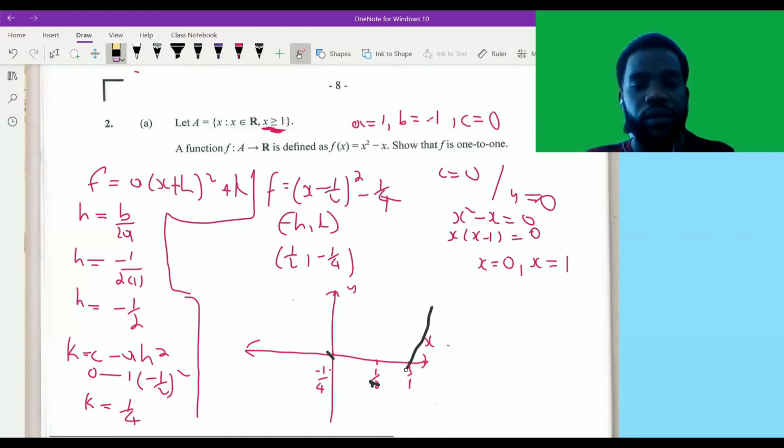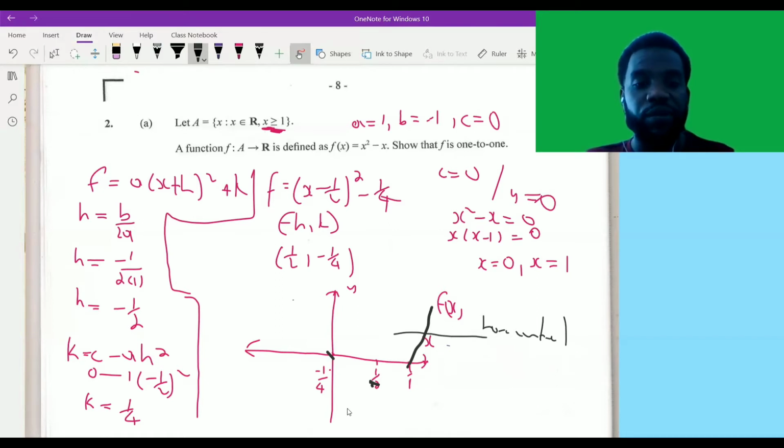All right. Now, let me label, because you can't do this without labeling. So this is your graph, f(x). You're now going to draw your horizontal line. So this is my horizontal line, which cuts the graph once, which makes it 1 to 1.